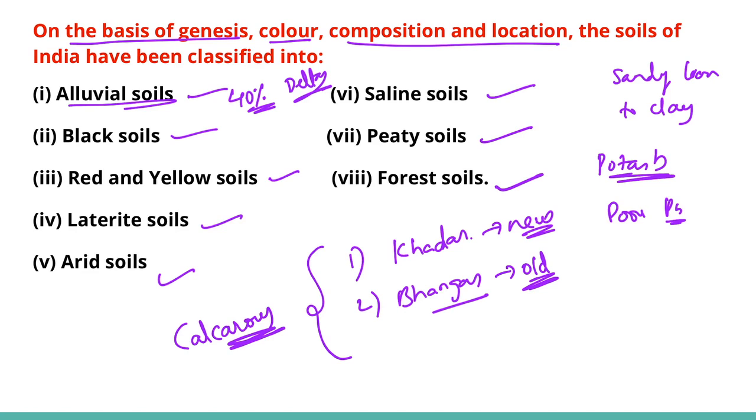The color of this alluvial soil varies from light grey to ash grey. Its shades depend on the depth of the deposition, the texture of the material and the time taken for attaining maturity. Alluvial soils are intensively cultivated.